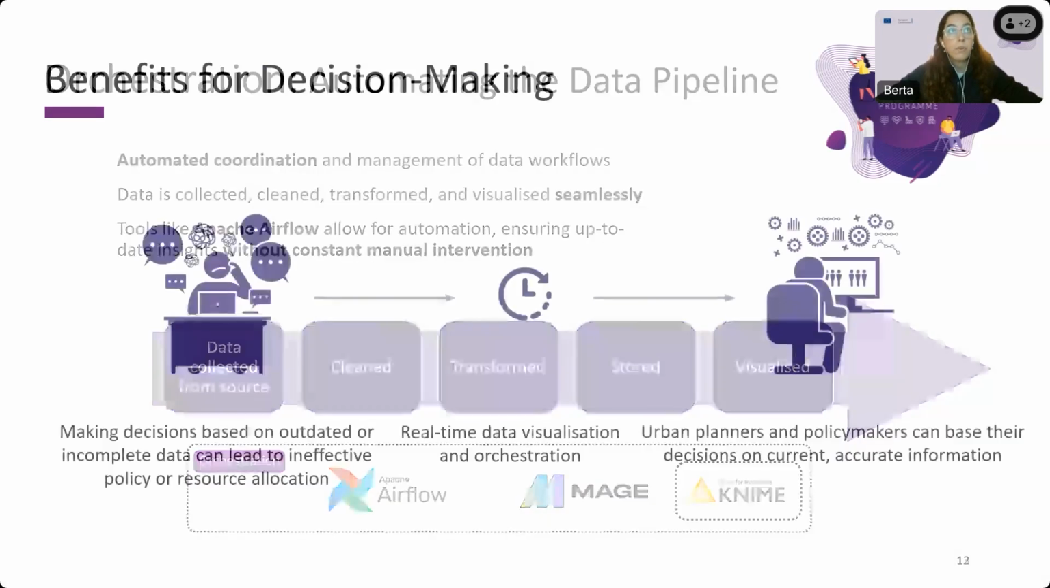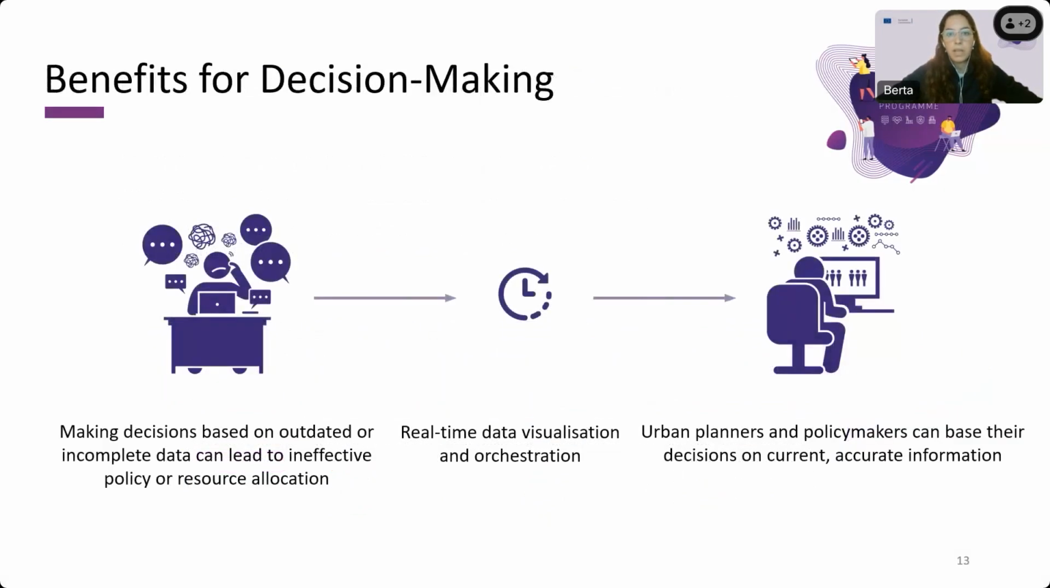For public administrations, making decisions based on outdated or incomplete data can lead to very ineffective policy or resource allocation. So with real-time data visualization and orchestration, urban planners and policymakers can base their decisions on current and accurate information. This ability to make data-driven decisions in real time is what enables cities to respond far more effectively to evolving challenges.